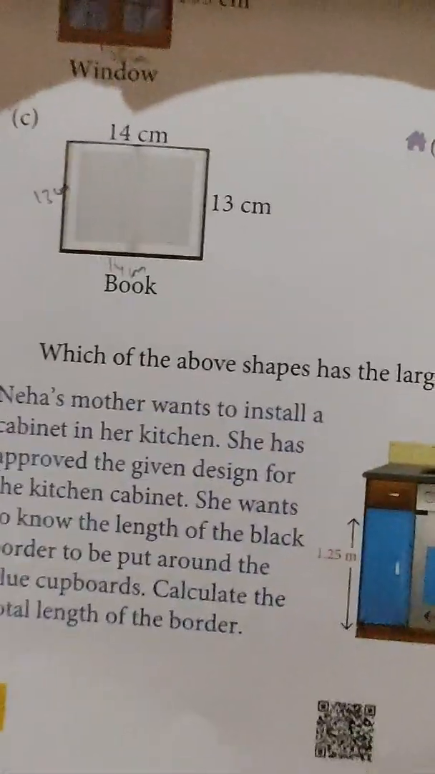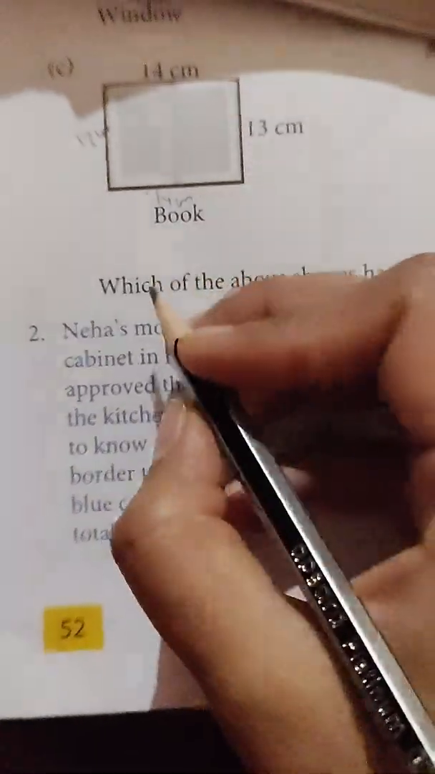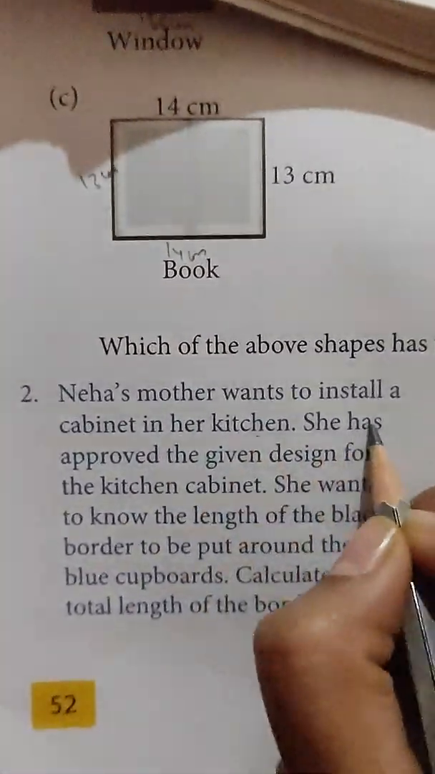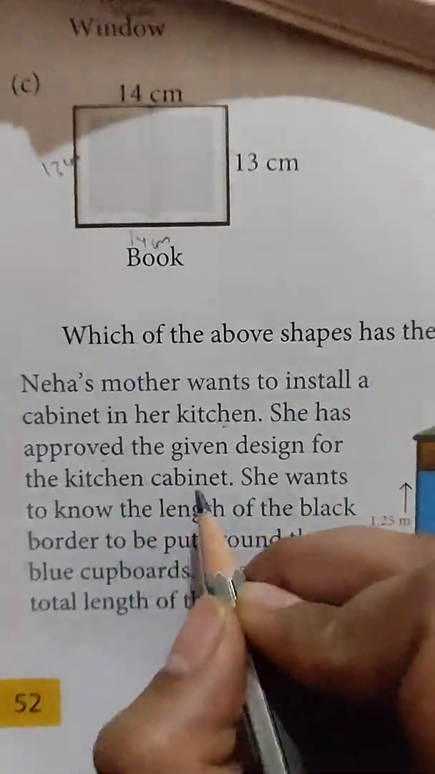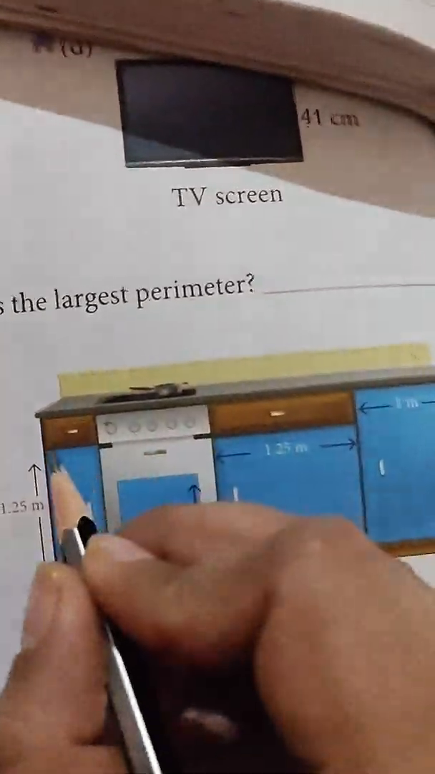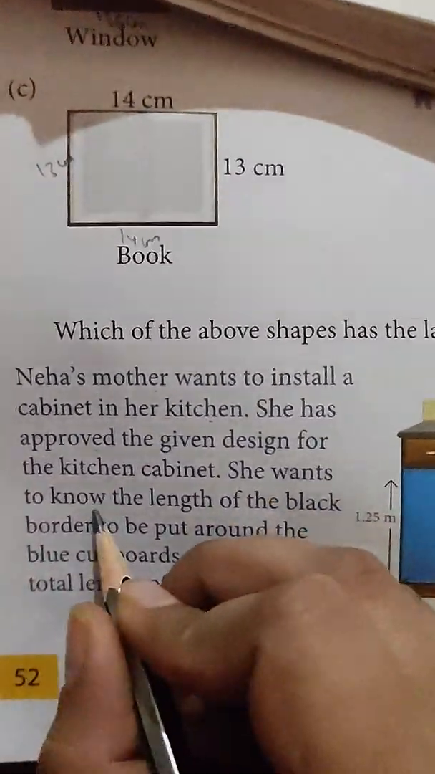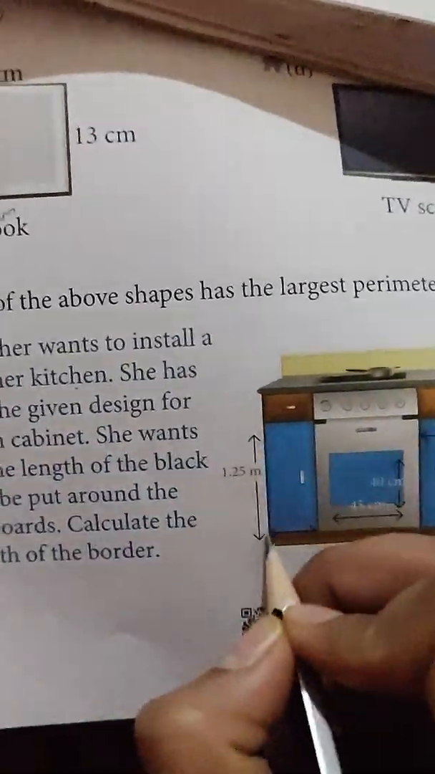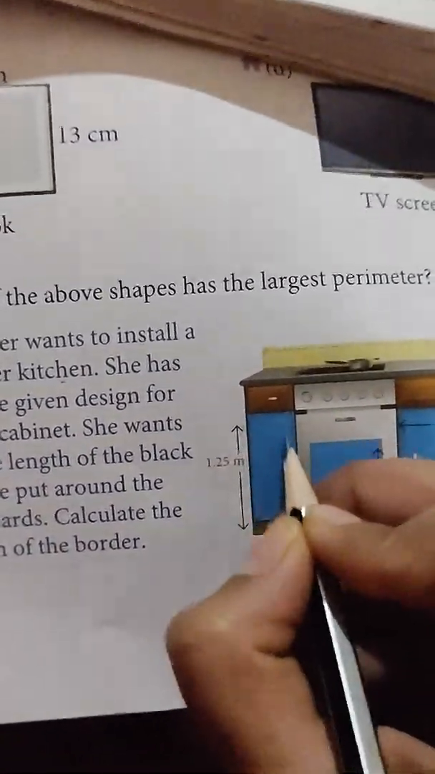Okay, now the next question, quite an interesting question for you people. Neha's mother wants to install a cabinet in her kitchen. She has approved the given design for the kitchen cabinet. So this one is the cabinet, this whole is the cabinet here. She wants to know the length of the black border to be put around the blue cardboards. Only around the blue cardboards she wants to put the border.